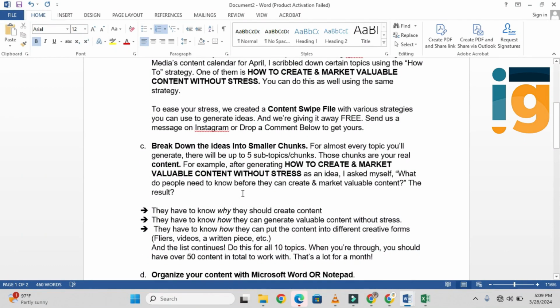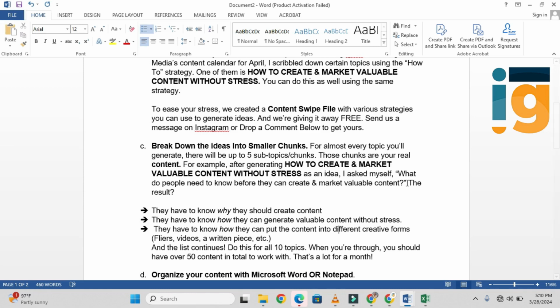For example, while we were creating the content calendar, like I said, we generated an idea, and the idea was how can we teach people to create and market valuable content without stress? That was the problem we wanted to solve, with less stress, I mean. Then we asked, what do people need to actually know before they can create and market valuable content? If you ask yourself that question, look at the answers we're able to get.